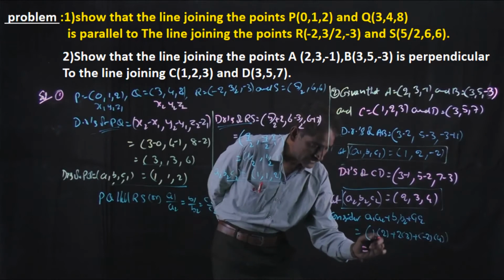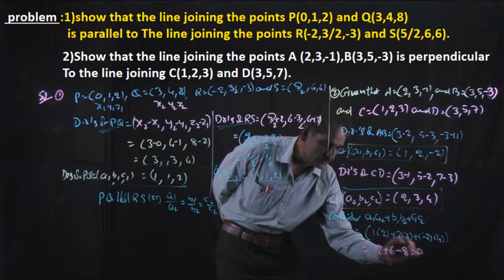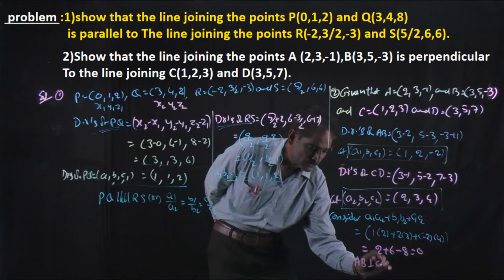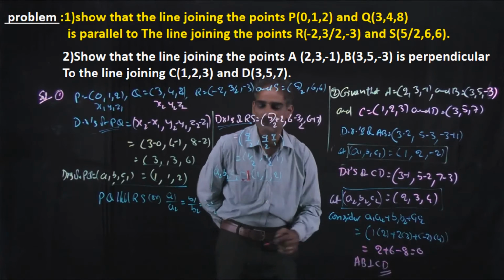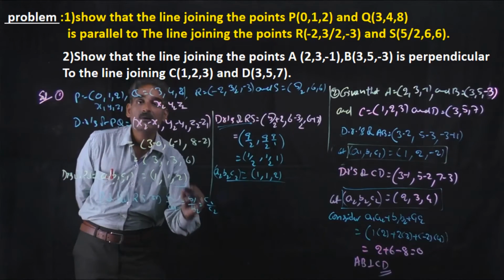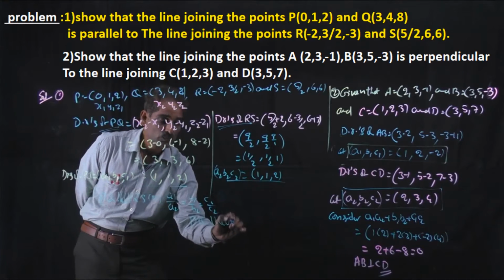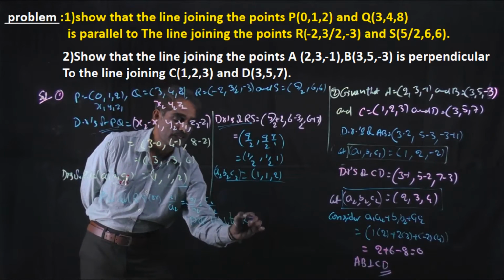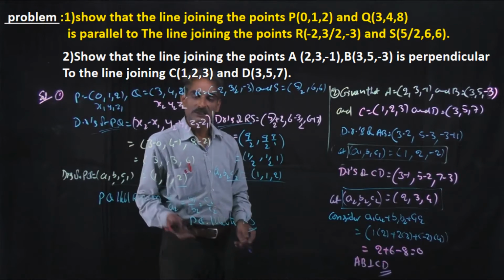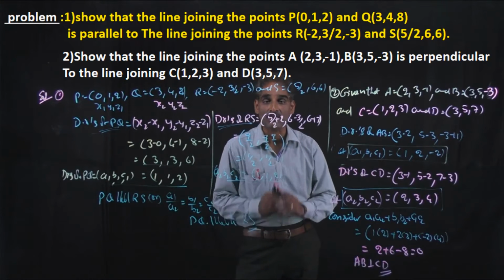So here we will get 2 plus 6 minus 8, which is equal to 0. Therefore, AB is perpendicular to CD. Here PQ is parallel to RS because the DRs are equal. If the DRs are proportional or the DRs are equal, no problem. In both cases, the lines are parallel.